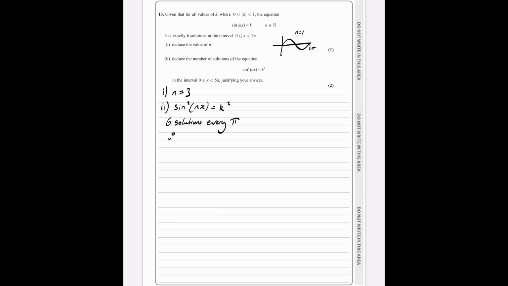If you think about it, just bouncing on top of the x-axis, intersecting 6 times between 0 and pi, and then between pi and 2 pi, etc., all the way up to 5 pi. 6 lots of 5 gives us 30 solutions in that range.